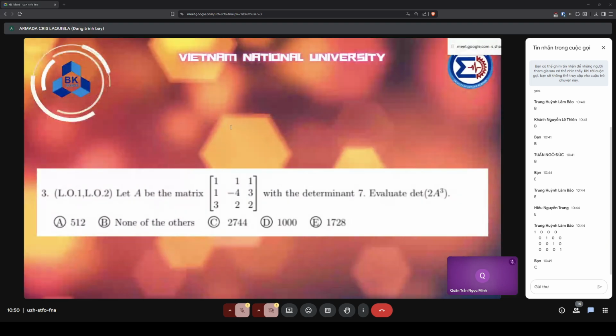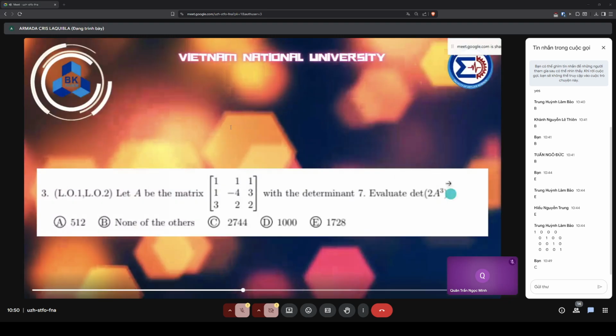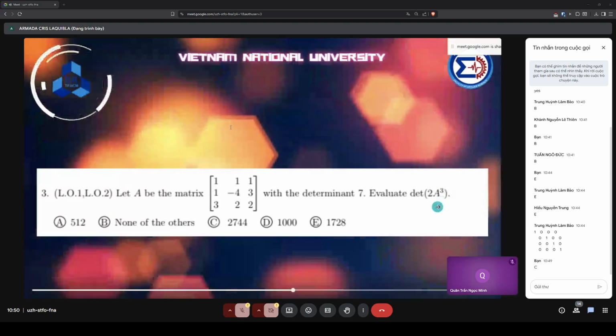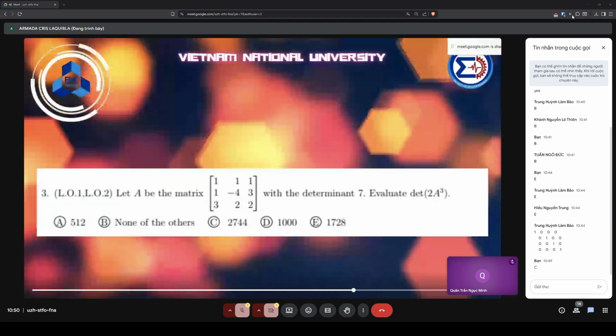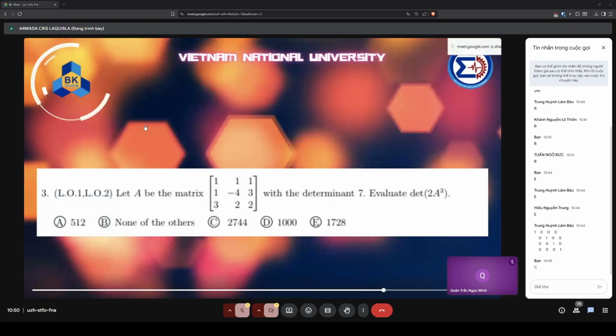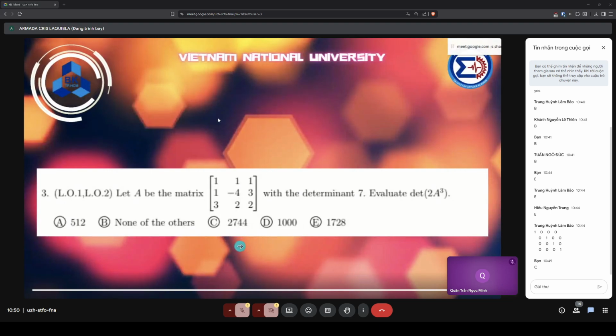2 cubed is 8, times 7 times 7 times 7, so 7 three times, right? So it's actually equal to the determinant of A cubed. And determinant of A there is 7, so 7 cubed. And your 2 there is raised to the cube also. So 2 cubed times 7 cubed is 2744.